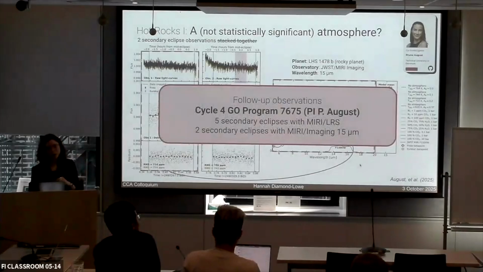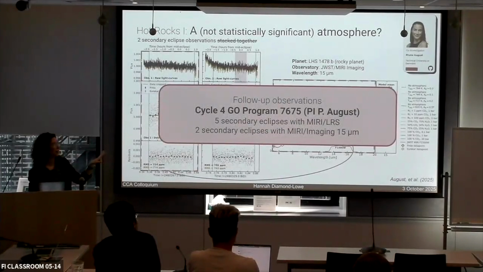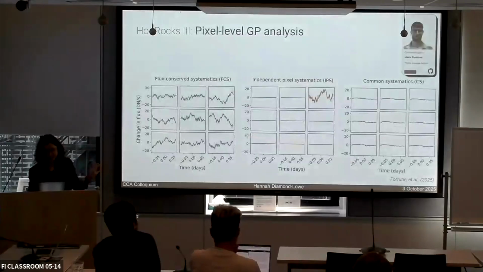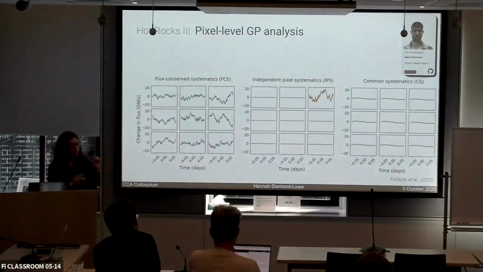She also then went and got a bunch more JWST time to follow this up with MIRI LRS and more MIRI imaging. This is a cycle 4 program. We have not actually gotten any data yet. I think the first one's scheduled for December. But stay tuned. This could be really exciting or not. We'll see. Okay. Another paper from the project I want to highlight.